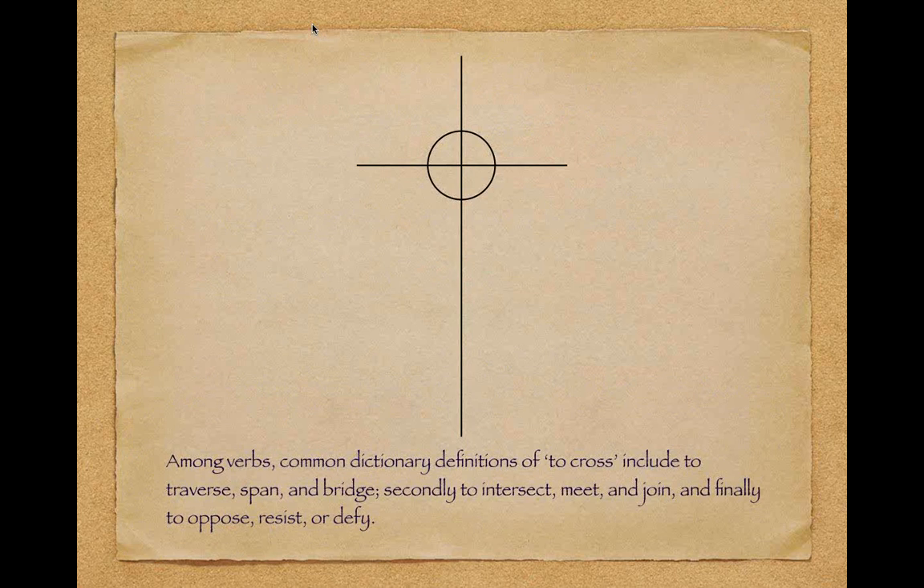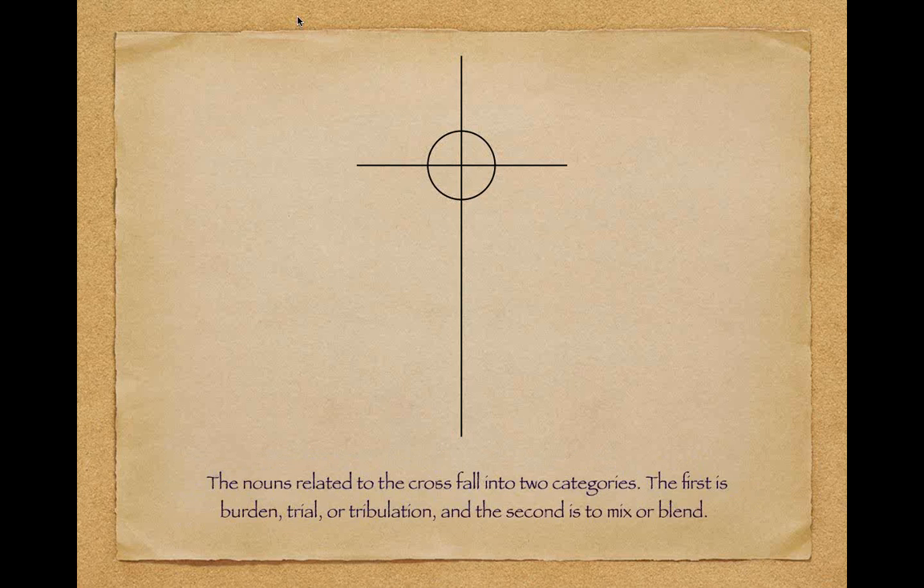Well, the word cross is itself suggestive. Among the verbs, common dictionary definitions of to cross include to traverse, span, and bridge. Secondly, to intersect, meet, and join. And finally, to oppose, resist, or defy. If we had time, we could probably have a 30-minute discussion on this point alone, for instance, on how the fixed cross allows us to span or traverse from the personality to the level of the soul.